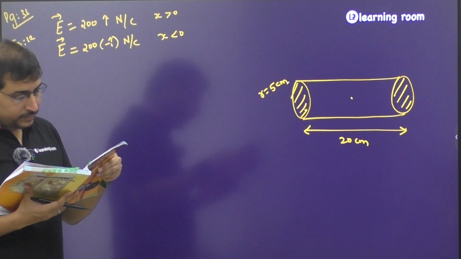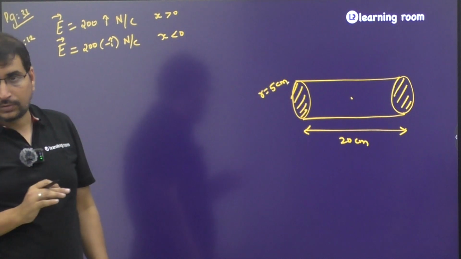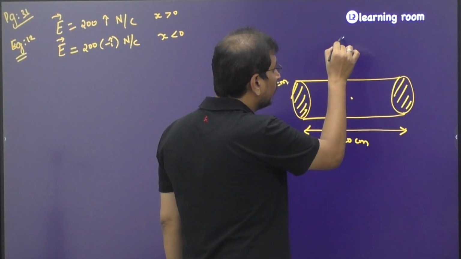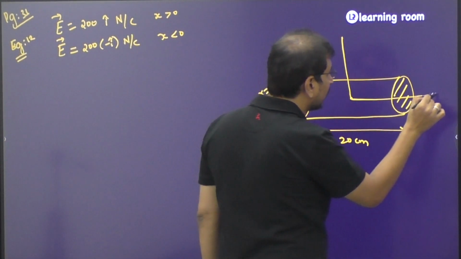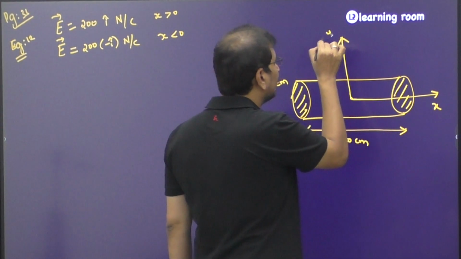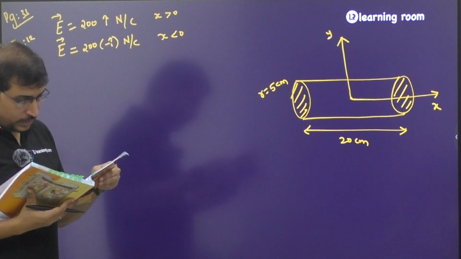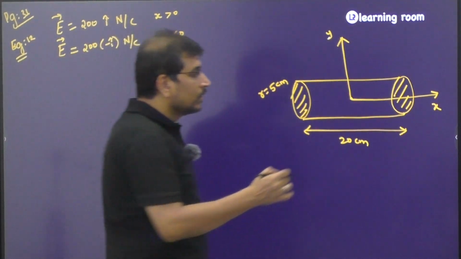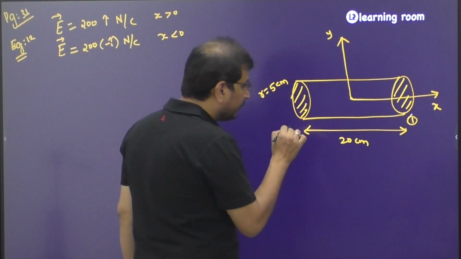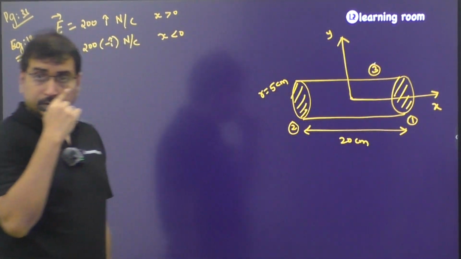What they are asking is, what is the net outward flux through each flat face? If I take this to be x and this to be y, this is the first flat surface, this is the second flat surface, and this is the curved surface.